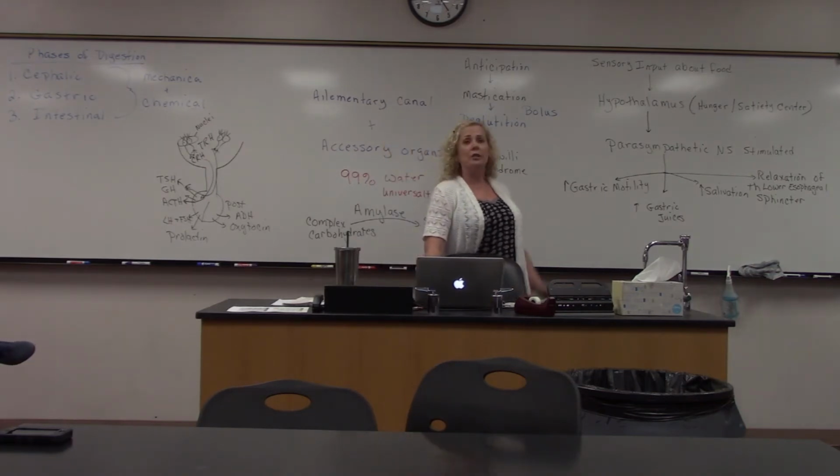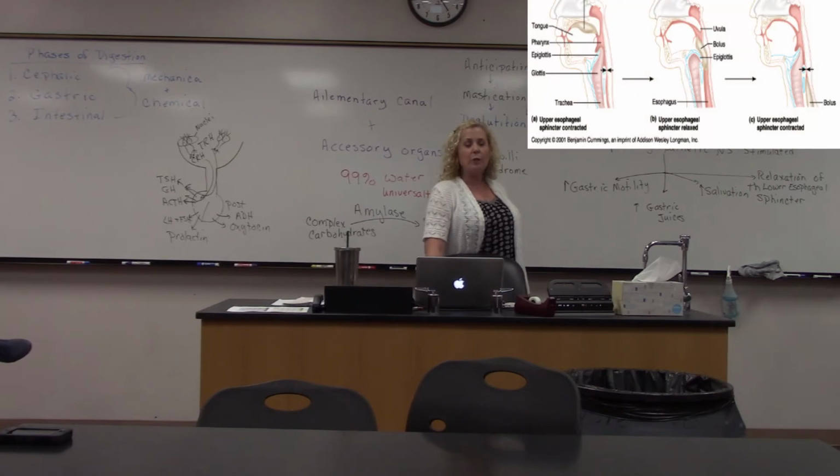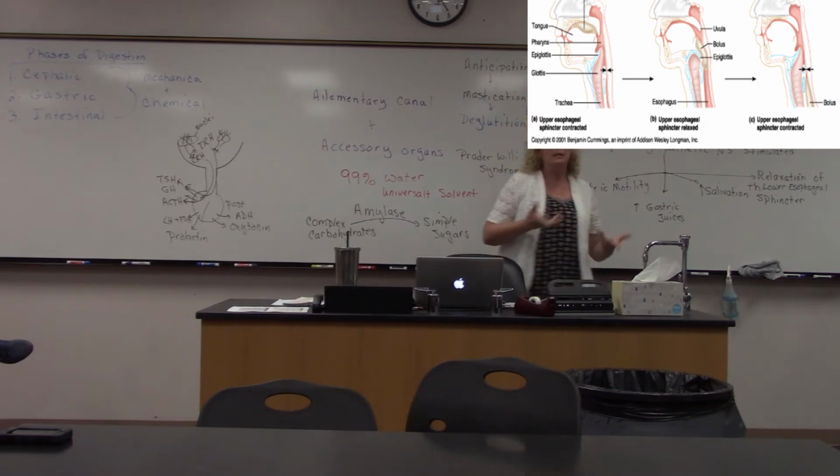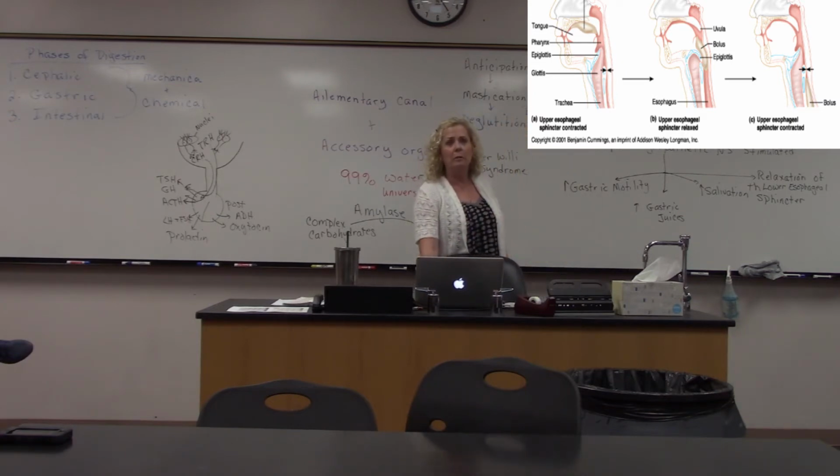So deglutition, this is swallowing. Notice we have this bolus of food here that gets pushed to the back of the throat, and then bam, a reflex happens. Now the reflex is 2 parts. One, notice the epiglottis here, it closes down over the trachea so you don't get food in your lungs. And then the second thing is the uvula moves up so you don't get food in your nose. And it goes down the esophagus like it's supposed to.